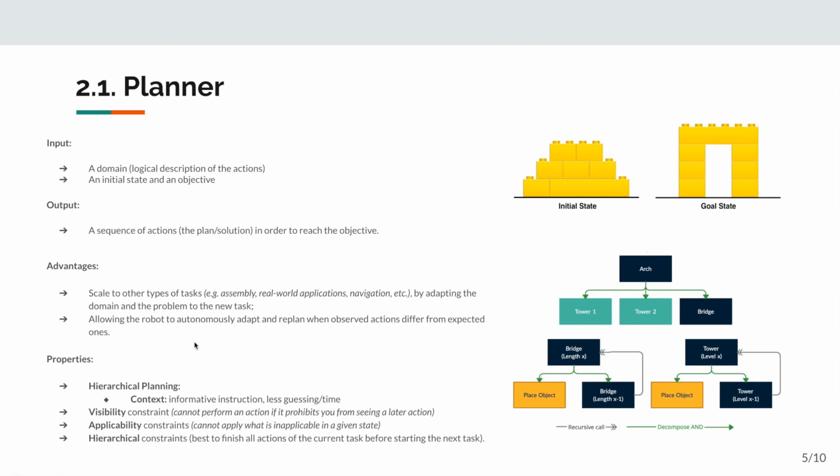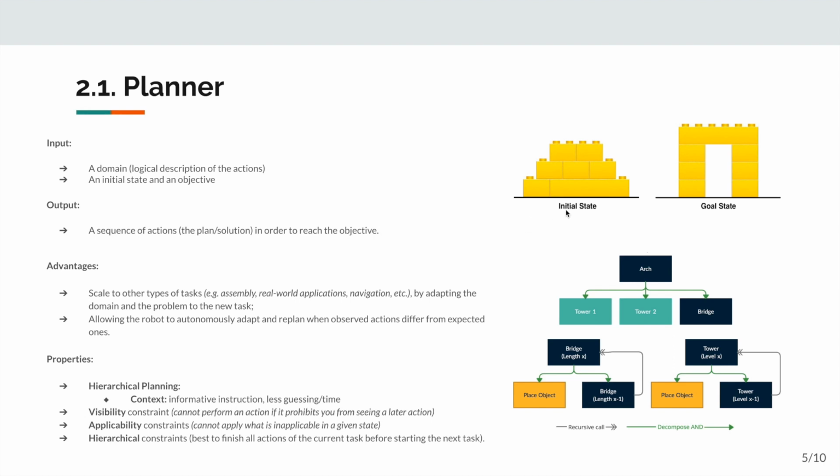Now, our planner includes the use of hierarchical planning, and it also considers visibility, applicability, and hierarchical constraints when searching for the next action. By hierarchical planning, we mean the use of context, inclusion of informative instructions, giving a reason why we're applying a certain action. Here's an example of the input we use for the planner.